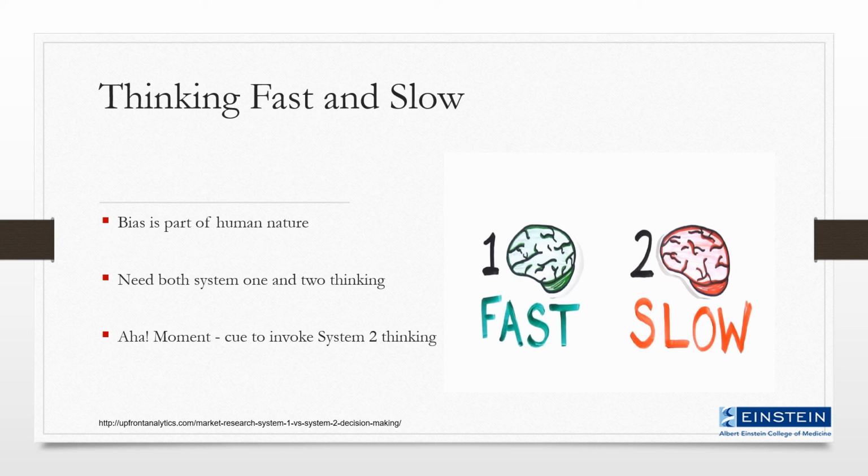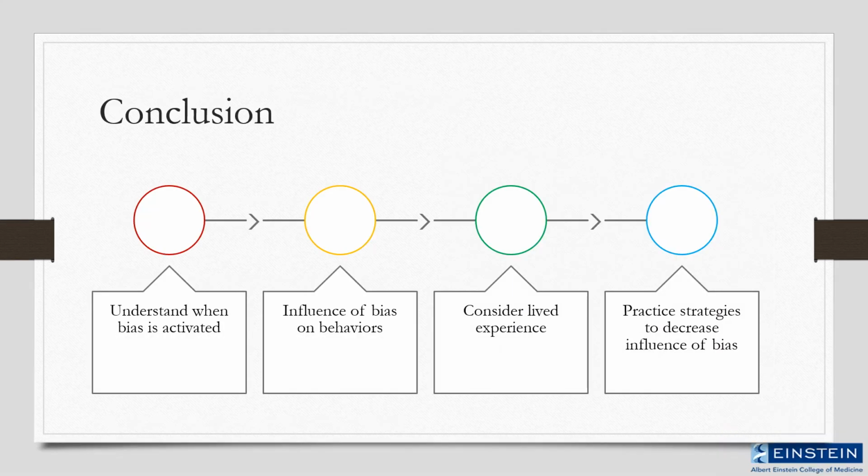Finally, the keys to managing bias are being aware of when our biases are being activated, being open to the fact that it may have influenced our behaviors towards others, empathizing with other person's perspective, practicing strategies we can each relate to in order to decrease the influence of our biases on our own behaviors and help each other in the process.